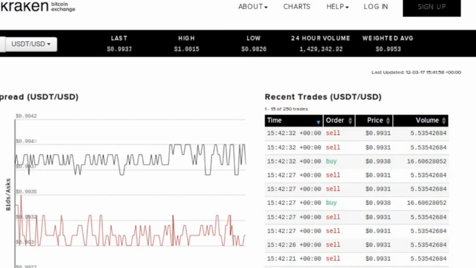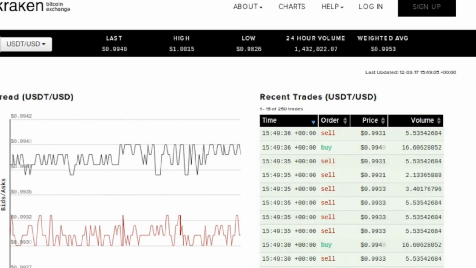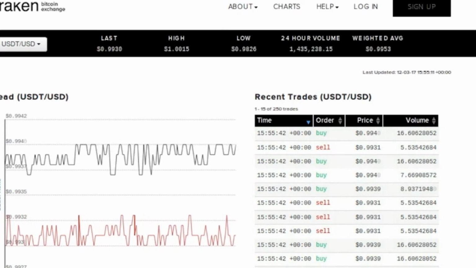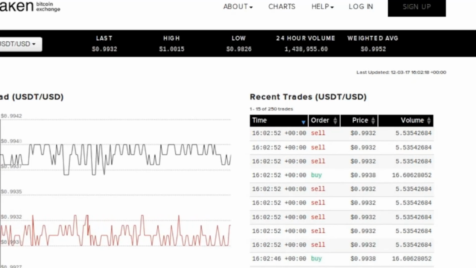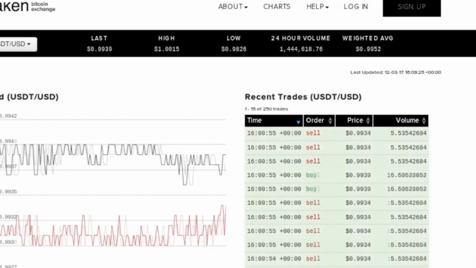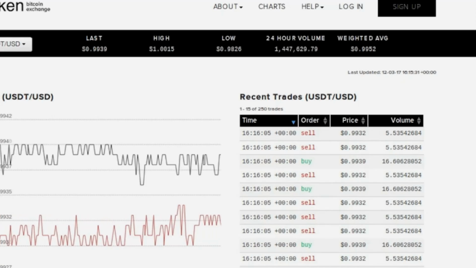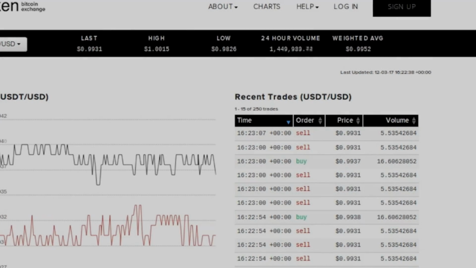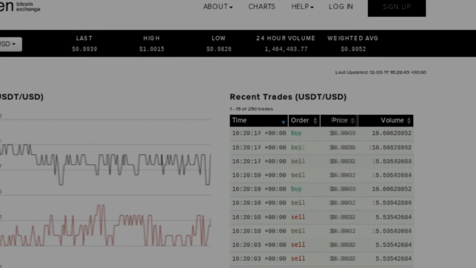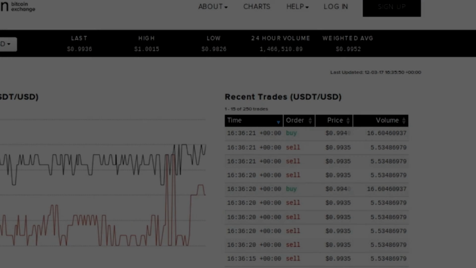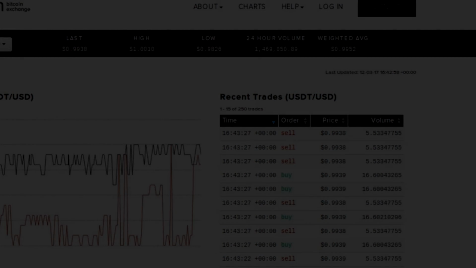So why would this be seen as wash trading? In fact, why would USD Tether want to wash trade its only dollar pair? Many would argue that whoever was conducting the wash trading was doing it in order to give off the illusion that the market was continuously valuing USD Tether at exactly $1.